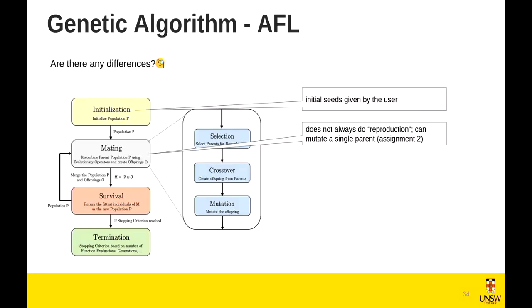And the second one is, when AFL generates a new seed, a new test input, it doesn't always do reproduction. So it doesn't always try to combine two existing test cases or two existing seeds together. It may just apply a mutation to a single parent to generate the offspring. But we will need to try to do the crossover. The rationale of doing crossover is to try to find a combination of the best characteristics from the existing population. That's why we also need to do a crossover. It's quite important. But AFL doesn't always do crossover.